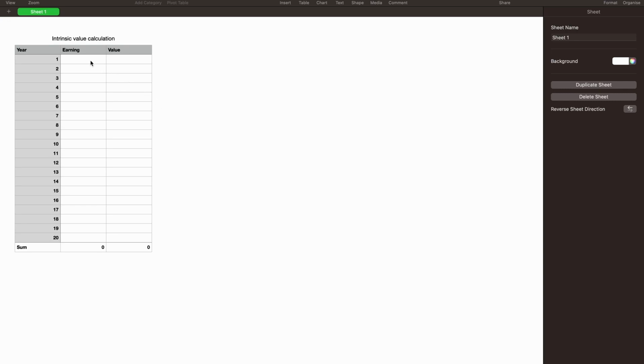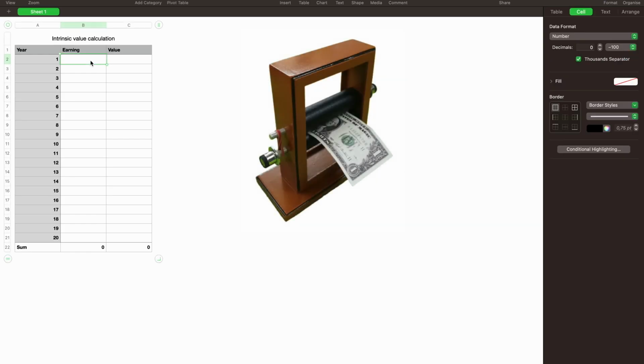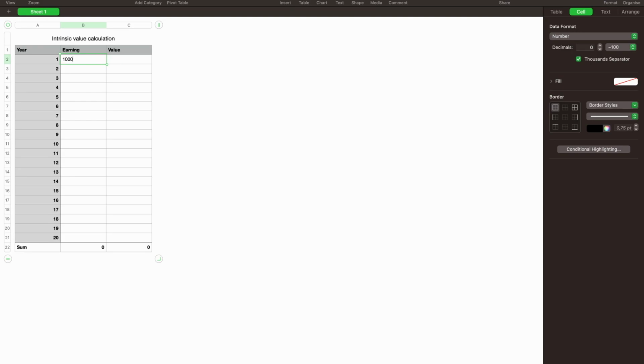Let's say, for simplicity, you have a machine that creates $1,000 per year. For a company, it's not that easy because you don't know how much money it will create each year. So for simplicity, we will start with this example. But the $1,000 that it will create each year is not worth $1,000 today. So how much is it worth?